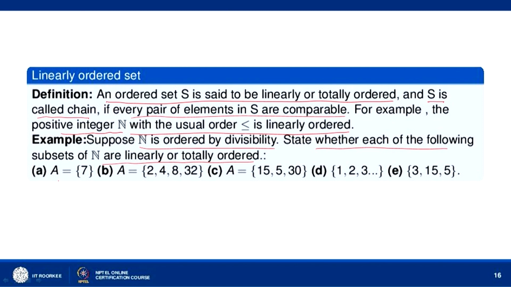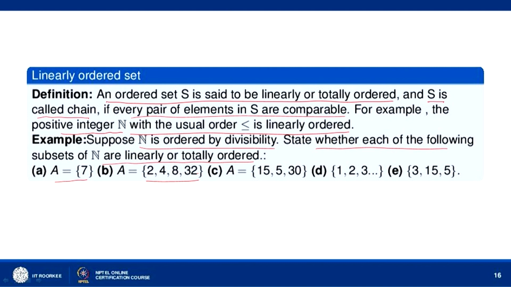Let us look at the set A consisting of a single element 7. It is totally ordered because there is only one element. So, when you take a pair of elements, it will be 7, 7. So, 7 divides 7. So, it is a linearly or totally ordered set. Now, here let us see {2, 4, 8, 32}.